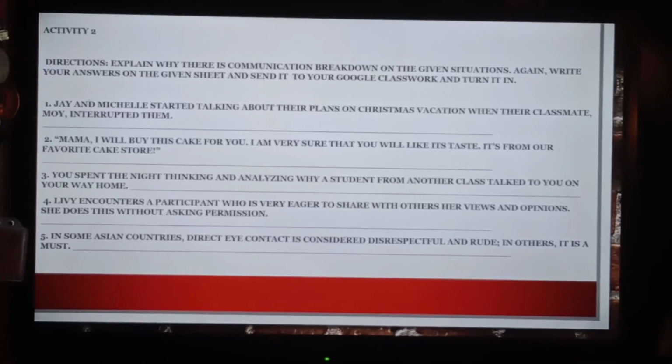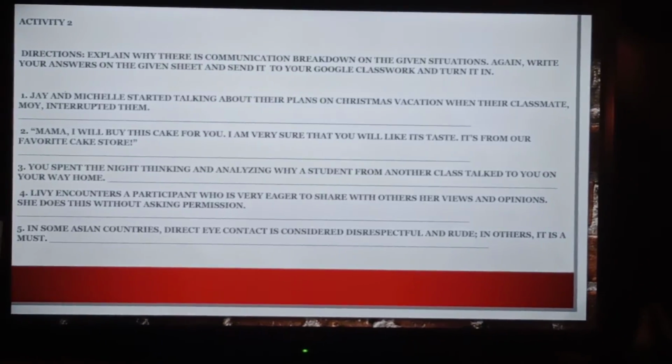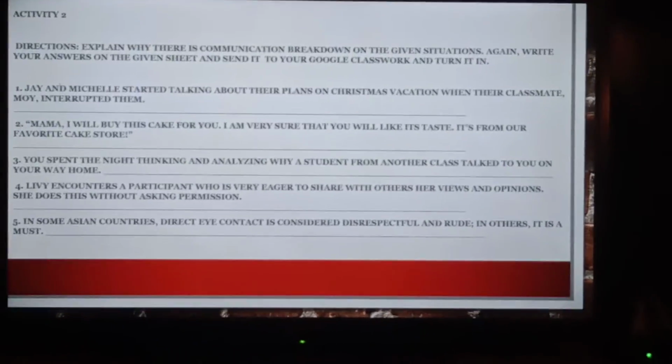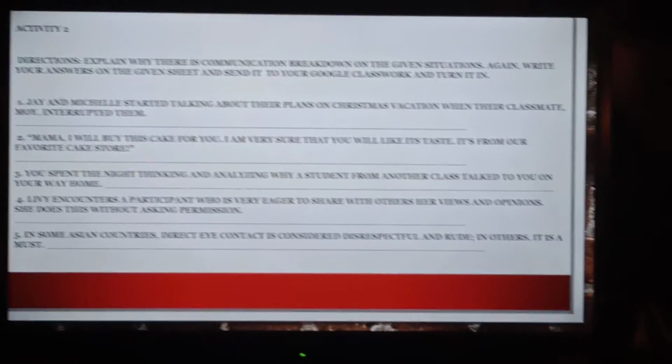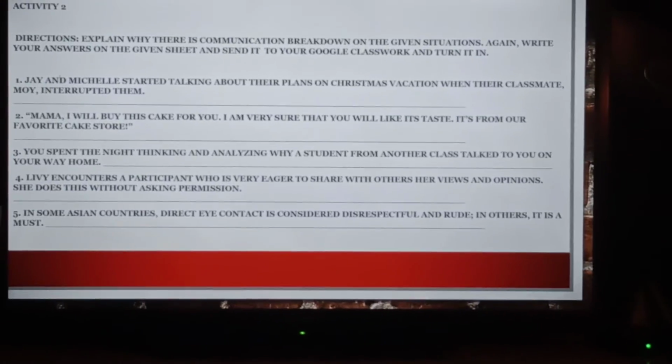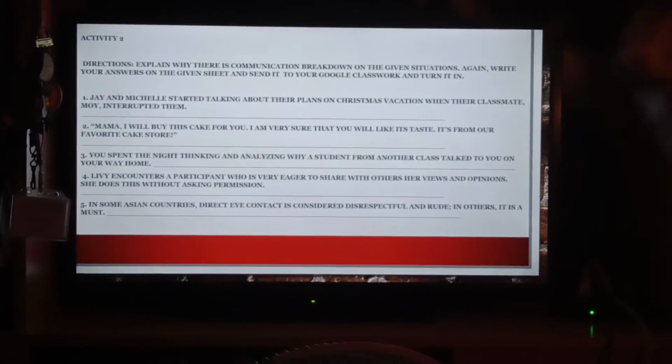Another one that I want you to do is this one. Explain why there is a communication breakdown in the given situations. Again, write your answers on the given sheet and send it to your Google Classwork and turn it in. Just make your answer concise, meaning, short and yet complete. Answer it in not more than 2 sentences. Meaning to say, please explain that in 1 or 2 sentences only. Again, don't forget to turn it in.